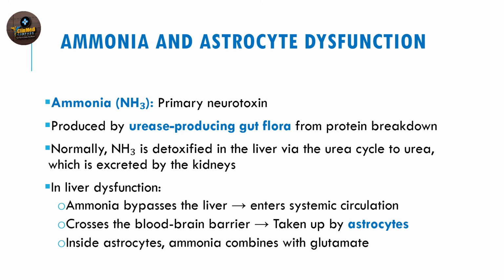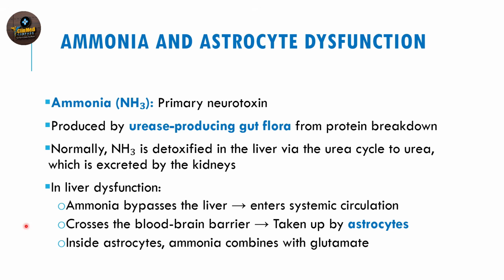Ammonia is the primary neurotoxin involved in hepatic encephalopathy. It is produced by urease-producing gut bacteria from protein breakdown. Normally, in a healthy liver, ammonia is converted to urea and excreted. However, in liver dysfunction, it bypasses the liver metabolism, enters the systemic circulation, and reaches the brain.